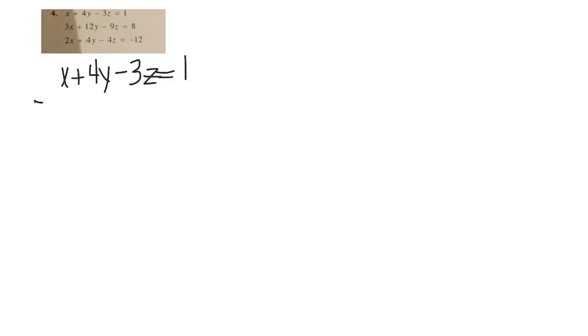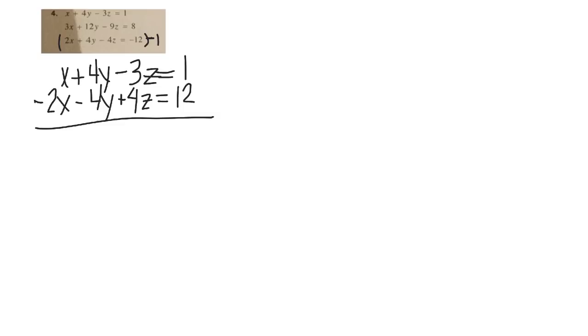And then multiplying by negative, negative 2x minus 4y plus 4z equals positive 12. So I multiplied this equation by negative 1. And let's make sure we did it all right. Negative, negative, positive, positive. Okay, we're going to add it together, and we get negative x, the y's are 0, plus z equals 13.